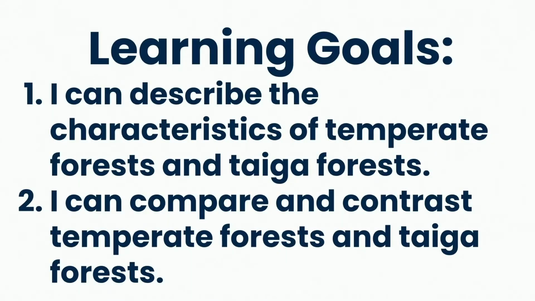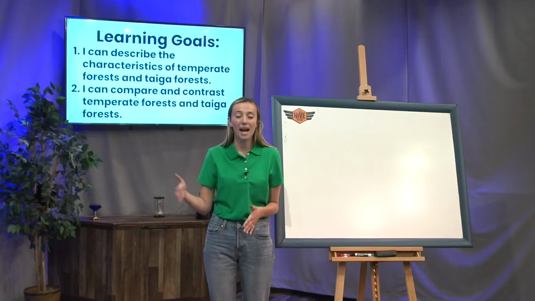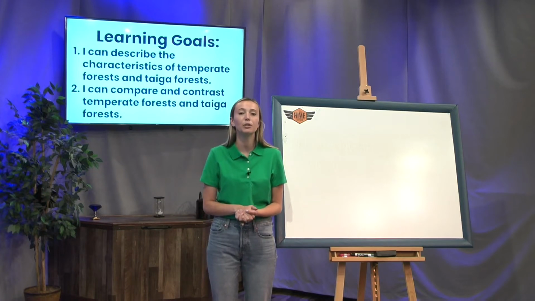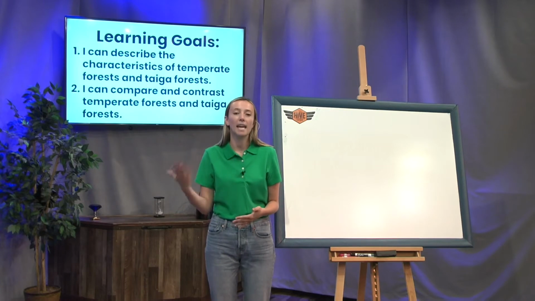Learning goal number 1 is I can describe the characteristics of temperate forests and taiga forest. Now, remember, by the end of the lesson, we want to be able to describe the different characteristics. This is our goal for the end of the lesson.